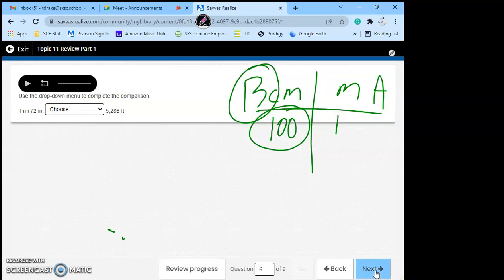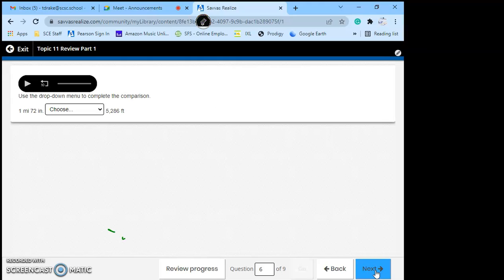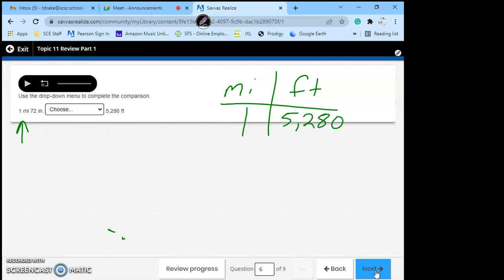Number 6. Complete the comparison. 1 mile, 72 inches, or 5,286 feet. Well, first thing is 1 mile equals 5,280 feet. So we already have 5,280 feet.